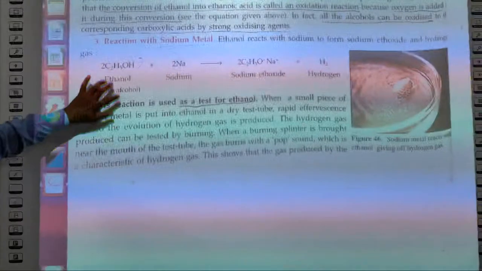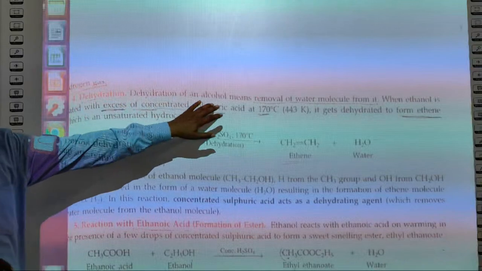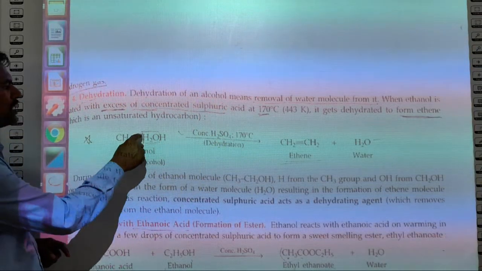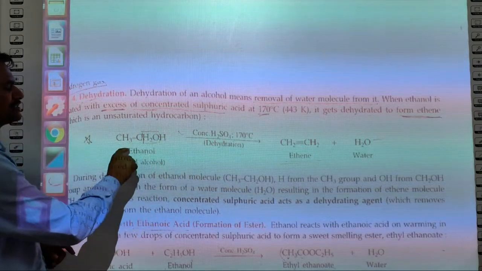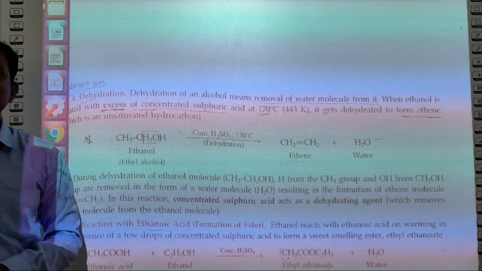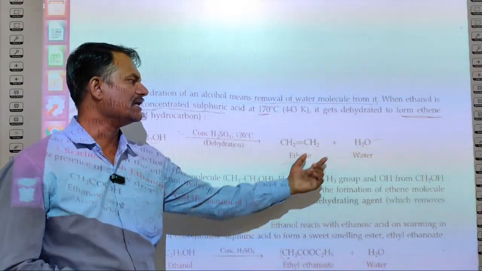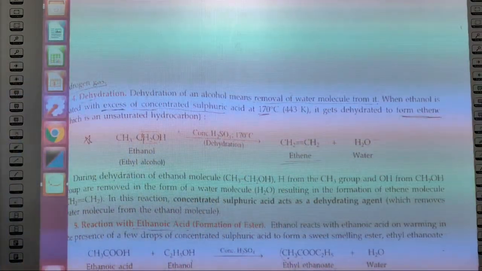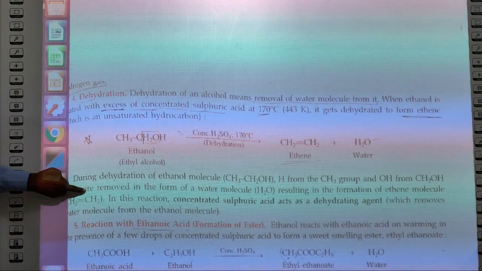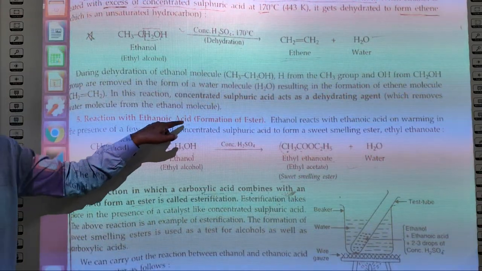Then dehydration. Dehydration of alcohol means removal of a water molecule from it. This water molecule is removed by dehydration using concentrated H2SO4 at 170 degrees. Then ethanol is converted into ethene and water. These are very important reactions, so write them in your notebook. Then reaction with ethanoic acid.